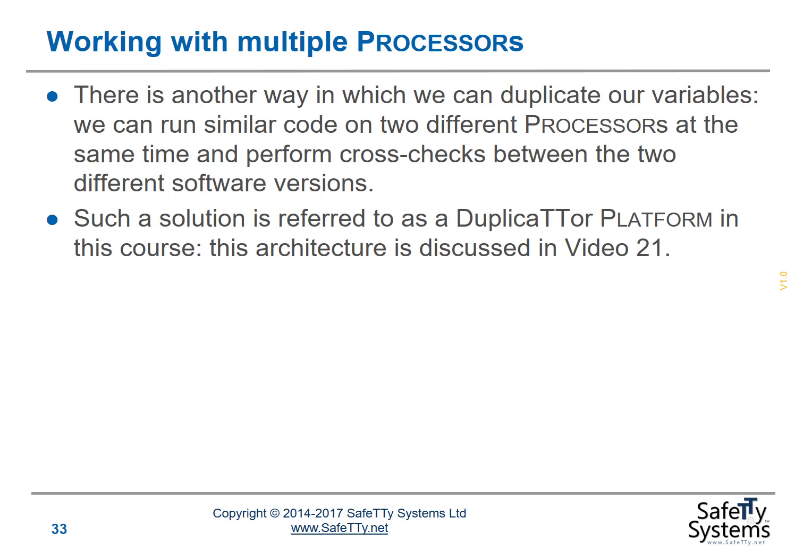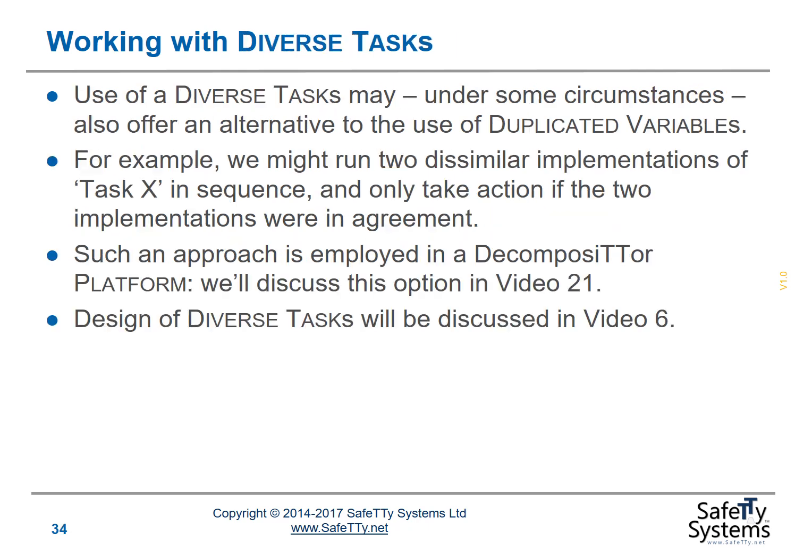There's another way in which we can duplicate our variables. We can run similar code on two different processors at the same time and perform cross-checks between the two different software versions. Such a solution is referred to as a duplicator platform in this course. We'll discuss this architecture in video 21. It can be an effective solution in some cases.